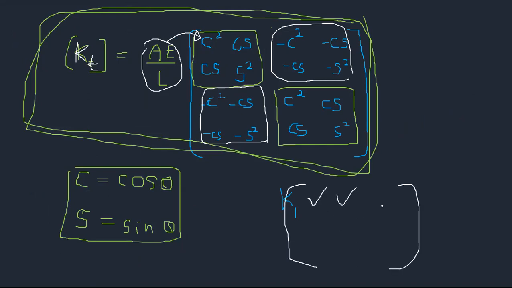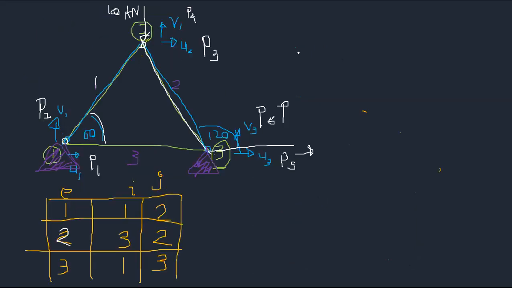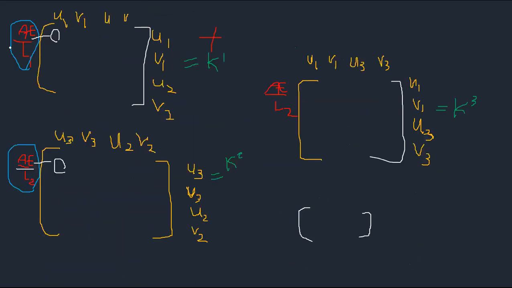There will be something like this: AE over L into C squared, AE over L into CS. So even if your lengths are the same or not the same, that is not going to matter if you put this inside. So put this inside, right? Don't keep it outside. That's very important.